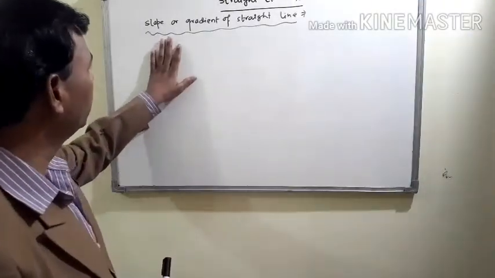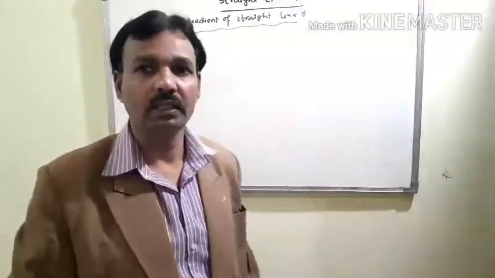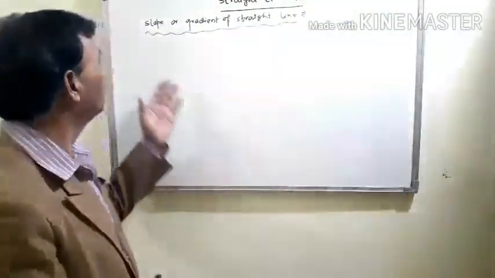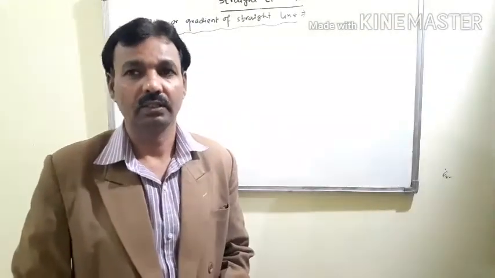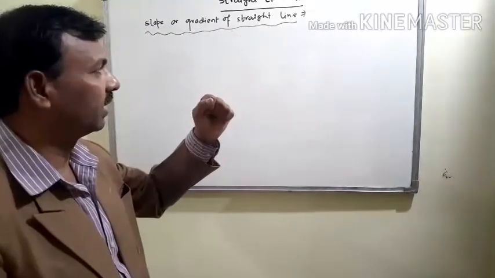In this video we will discuss the slope or gradient of a straight line. What is the slope? Slope is a very familiar word. In Hindi, slope means dhal. What is the slope or gradient of a straight line?